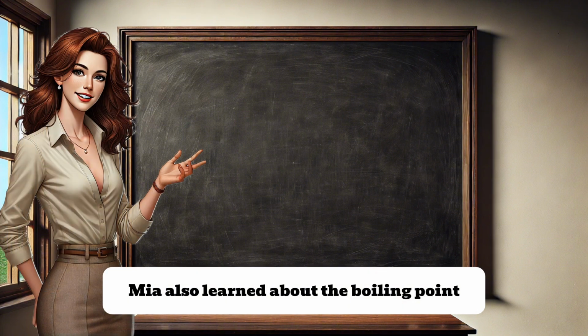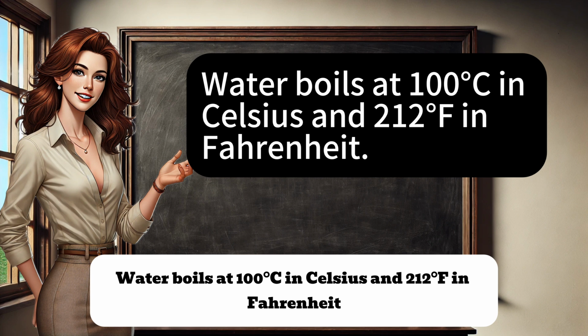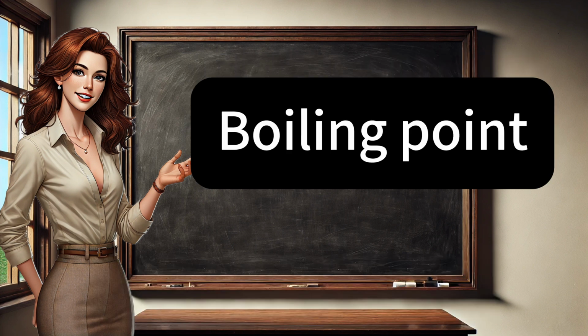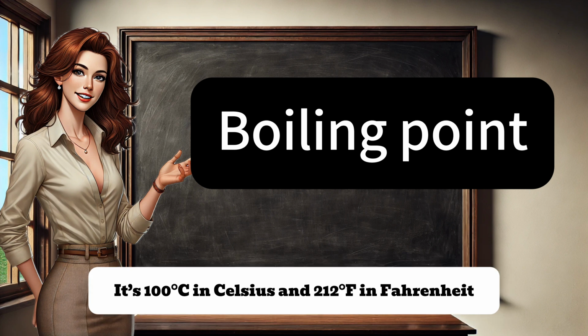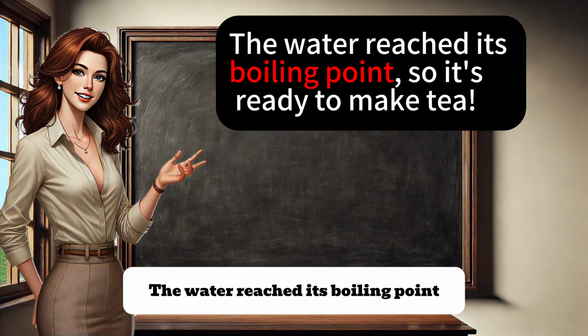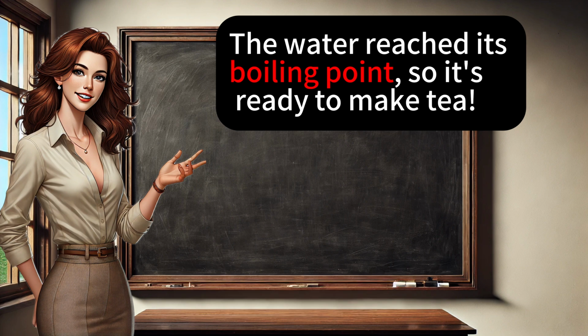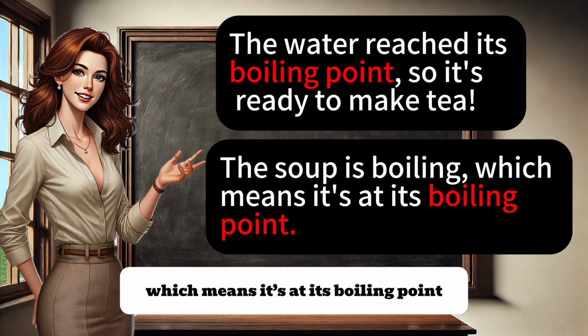Mia also learned about the boiling point. George explained, "Water boils at 100 degrees in Celsius and 212 degrees in Fahrenheit." Boiling point. The boiling point is the temperature at which water turns into steam. It's 100 degrees Celsius in Celsius and 212 degrees Fahrenheit in Fahrenheit. Here's how it works: the water reached its boiling point, so it's ready to make tea. Or, the soup is boiling, which means it's at its boiling point.